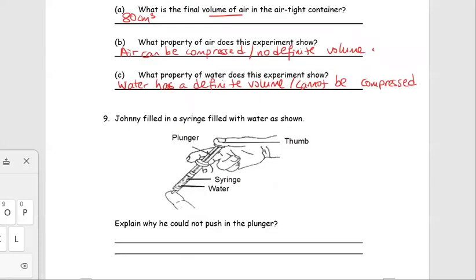Question 9. Johnny filled a syringe with water as shown. Explain why he could not push in the plunger. Well, he cannot push in the plunger because there is water in it. And what can you say about water? Because water cannot be compressed, or water has a definite volume. Okay? It cannot be compressed. This is the same meaning, it cannot be compressed.